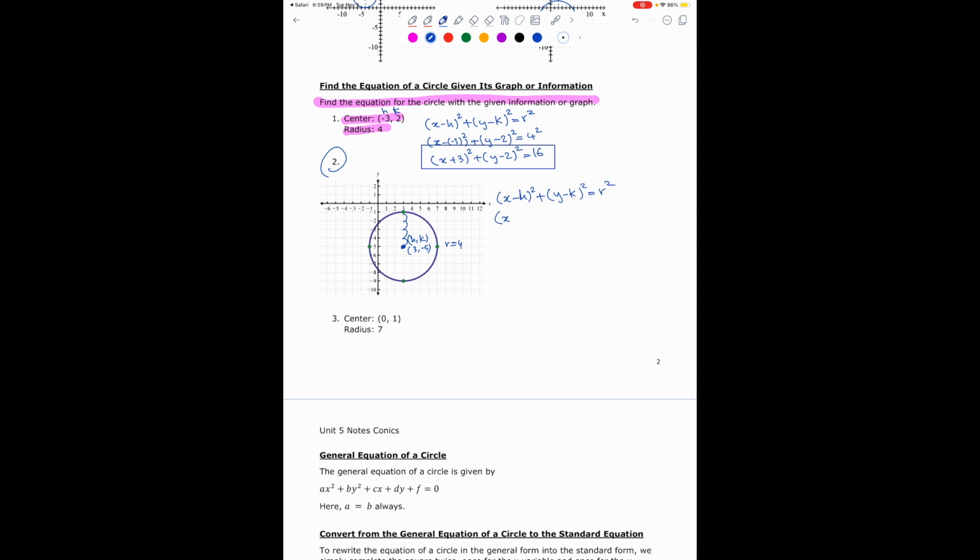So that will be x minus 3 all squared plus y minus negative 5 all squared equals 4 squared. That is x minus 3 all squared plus y plus 5 all squared equals 16. That is basically the standard form of the equation of the circle.